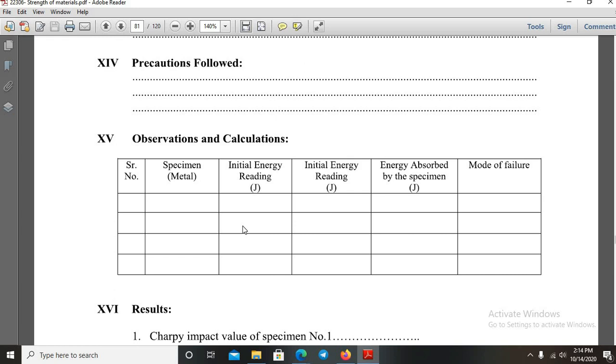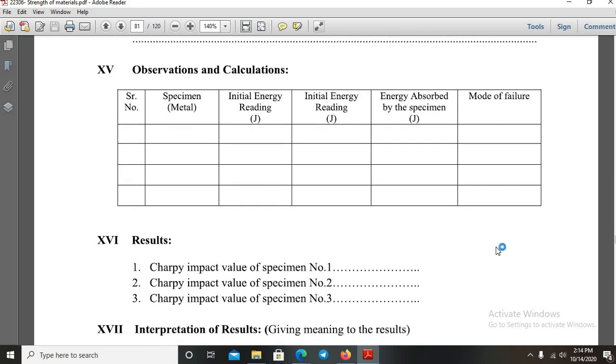सेकंड स्पेसिमन वॉज ऑफ MS. इनिशियल एनर्जी सेम 136 जूल. फायनल एनर्जी होती त्याची 295. सो वी हॅव टेकन एनर्जी अब्सॉर्ब ॲज 159 जूल्स. ब्रेक अँड बेंड. थर्ड स्पेसिमन वॉज ऑफ ॲल्युमिनियम. त्याची इनिशियल एनर्जी सेम 136 जूल. फायनल एनर्जी त्याची 190 joules. That will give us energy absorbed as 54 joules. You have to write mode of failure, break and bend.